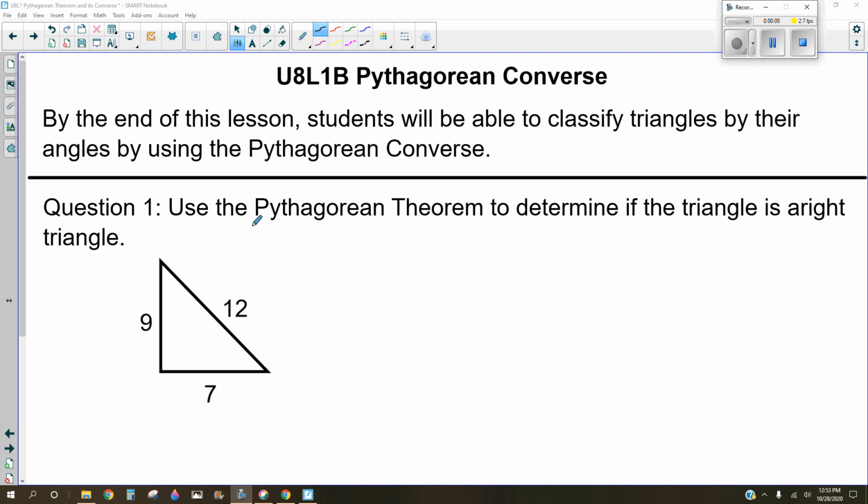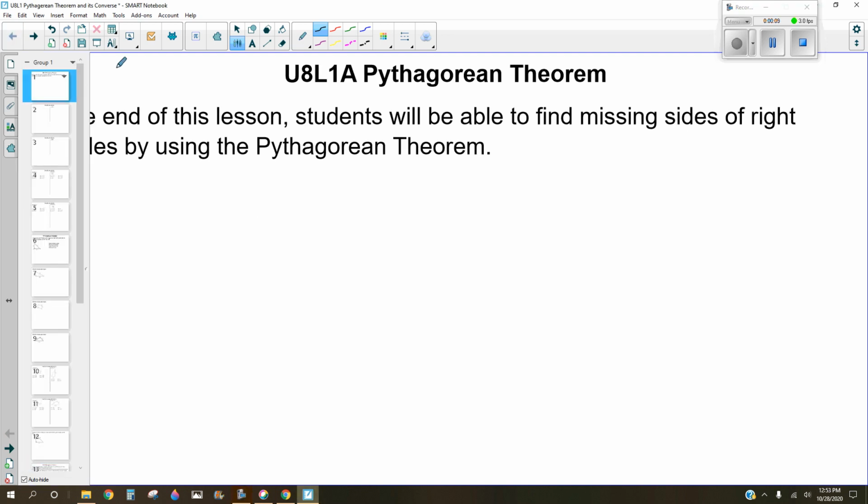So Unit 8 is going to be all about right triangles. And the best tool we have available to us for solving right triangles is the Pythagorean Theorem. Now I know you've all seen the Pythagorean Theorem before. That's c squared equals a squared plus b squared. So we're going to take that a little bit farther and use it to solve some missing parts of a triangle.